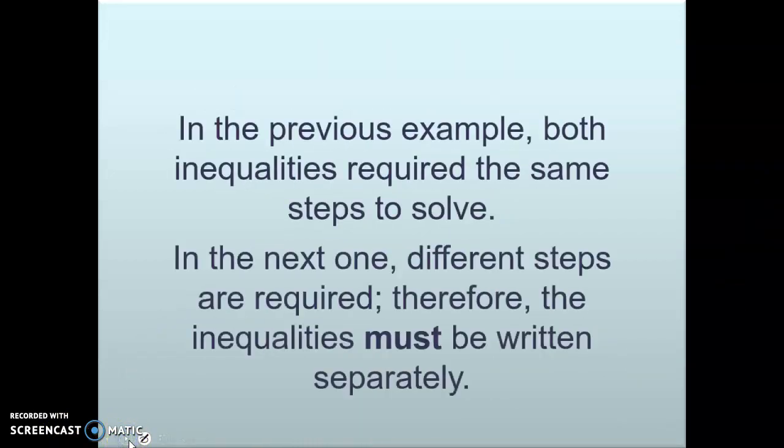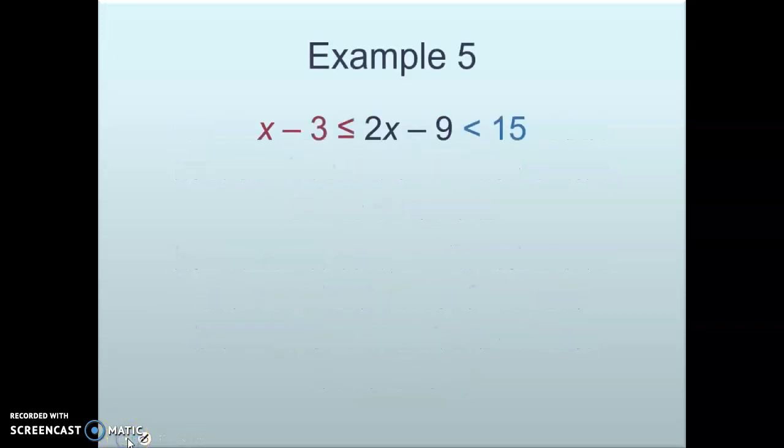In the previous example, both of the inequalities required that same step to solve. We don't always require the same steps when we're solving inequalities. So sometimes there are different steps required, and then in that case, inequalities must be written separately. I would suggest that you write them separately or split them into two inequalities every time. It's just so much easier. Let's take a look at this example.